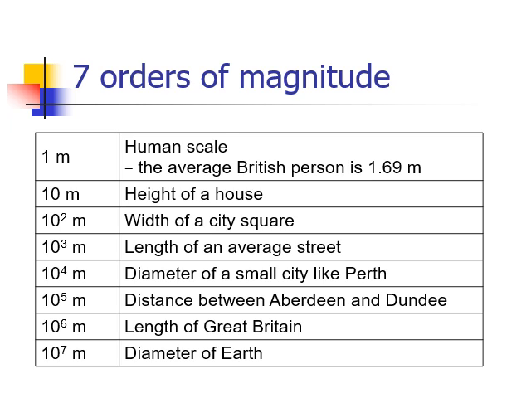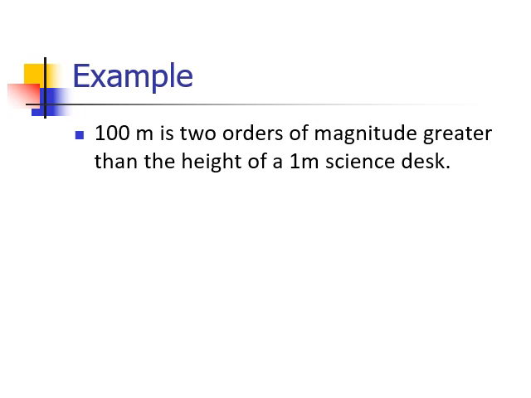You have to have an awareness of the sizes of objects and sometimes make estimations on these. So when we get to 10 to the 7 meters, you can see we've got all the way to the diameter of the Earth, which is 7 orders of magnitude greater than the height of a person. 100 meters, the length of a 100-meter track, is 2 orders of magnitude greater than the height of a desk in the science classroom at 1 meter.